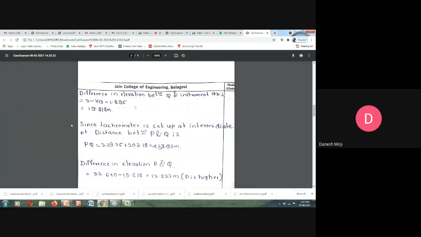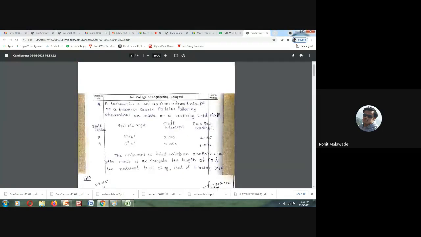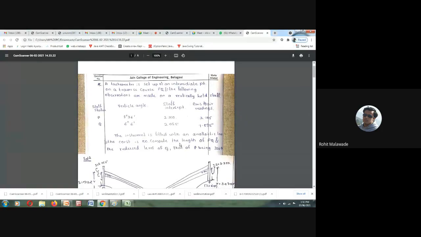Yes, sir. Okay. So the first problem is clear: compute the length of PQ. Now this problem is over.